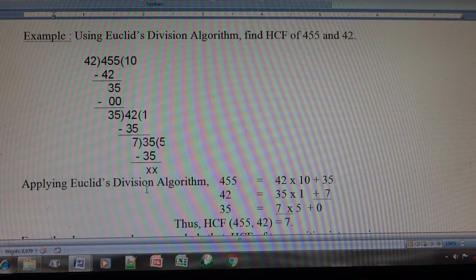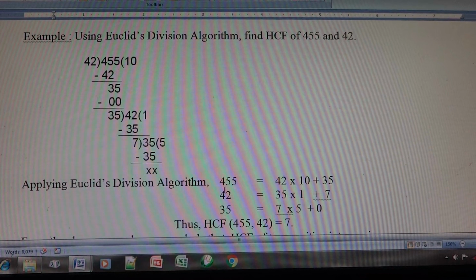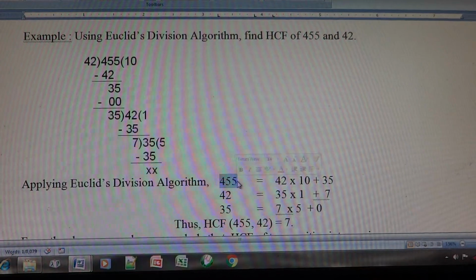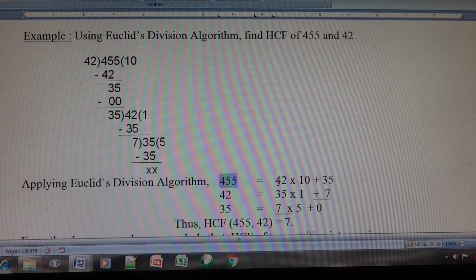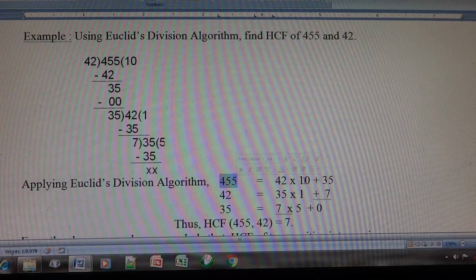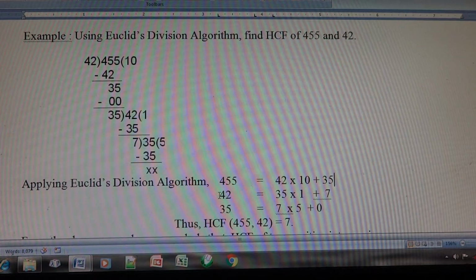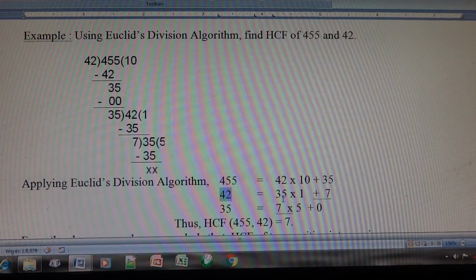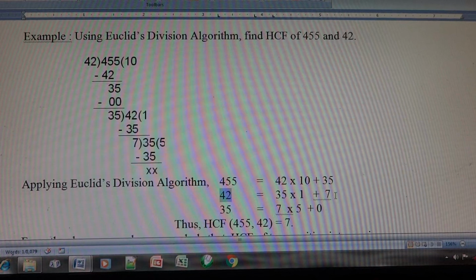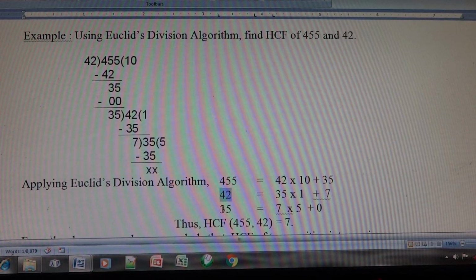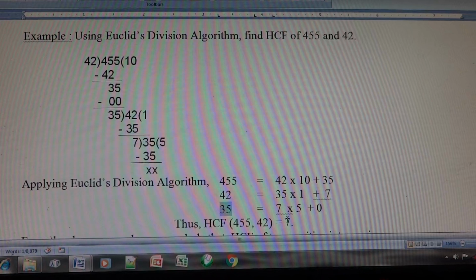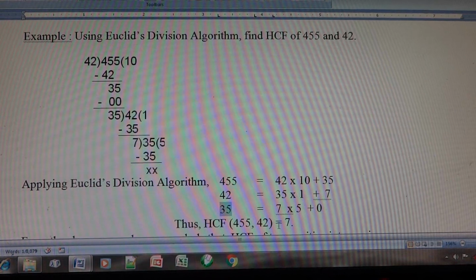Expressing it in Euclid's division algorithm. Here this is first step, 455 is the dividend, 42 is the divisor, 10 is the quotient and 35 is the remainder. Next, 42 is the dividend, 35 is the divisor, 1 is the quotient, 7 is the remainder. Then last step, 35 is the dividend, 7 is the divisor, 5 is the quotient and remainder is 0. Thus HCF of 455 and 42 equal to 7.